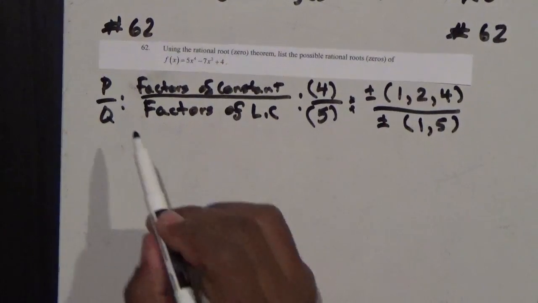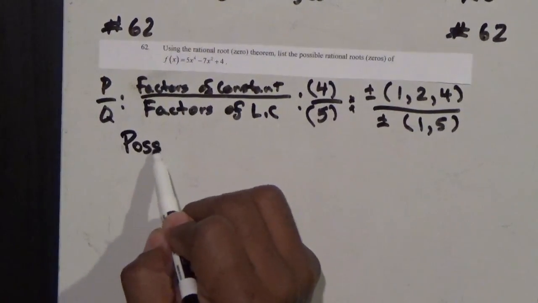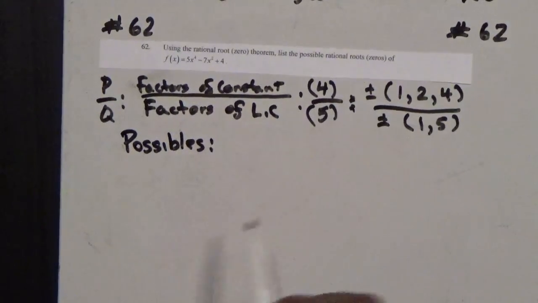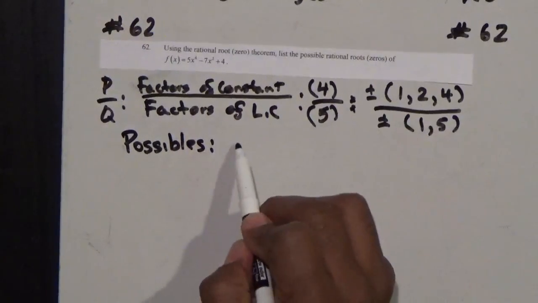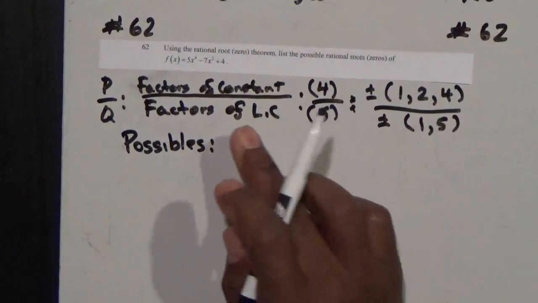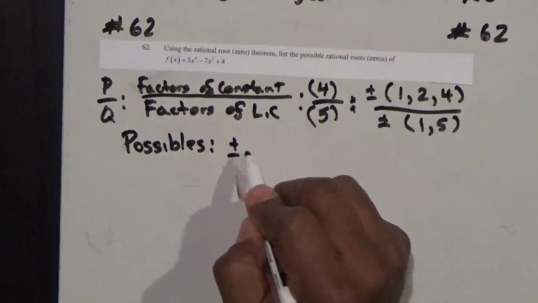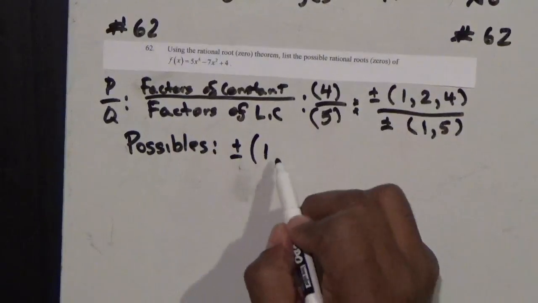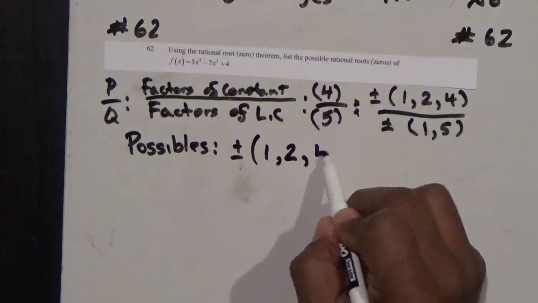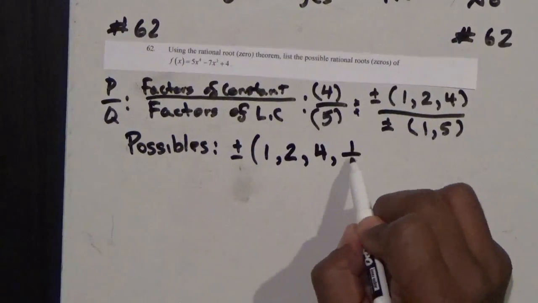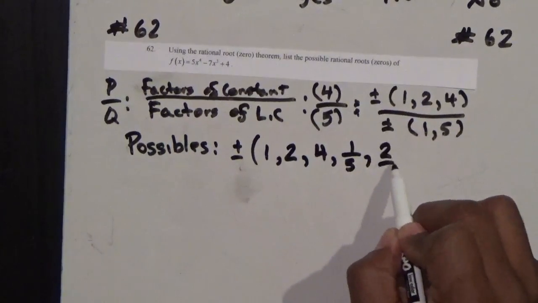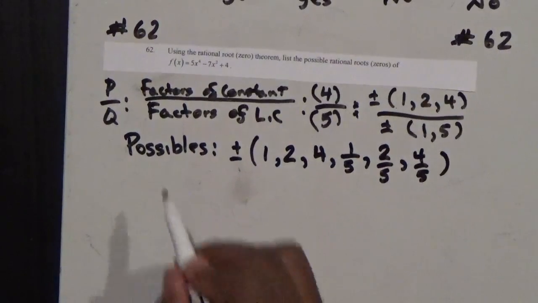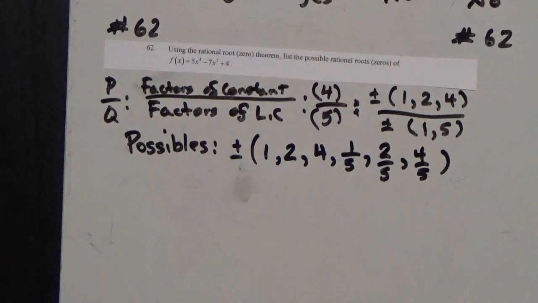All right, and so if we list the possibles, our possible rational roots, they are 1 over 1, 2 over 1, which is 1. Make sure you got plus or minus with it. So we say plus or minus 1 over 1, 2 over 1, 4 over 1, 1 over 5, 2 over 5, and 4 over 5. Got it? And we're done.